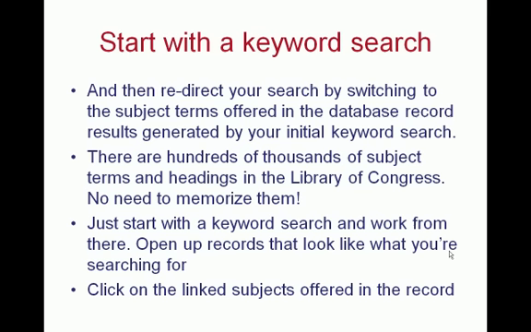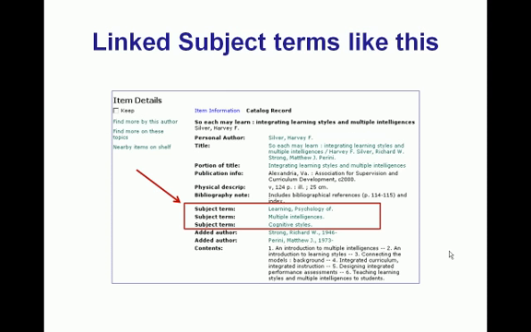There are hundreds of thousands of subject terms and headings in the Library of Congress. There's no need to memorize them. I'm a librarian, and I know that I certainly have not memorized them. I often do start with a keyword search, and then I work from there. I open up records that result from that keyword search, records that look like what I'm searching for, and then I go into the records. I click on the linked subjects offered in the records because I know that those subject links are likely to focus my search or redirect my search in a way that's possibly more relevant than just a keyword search, because a subject is what a thing is about, isn't it?